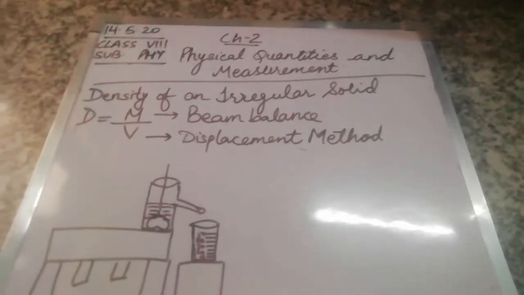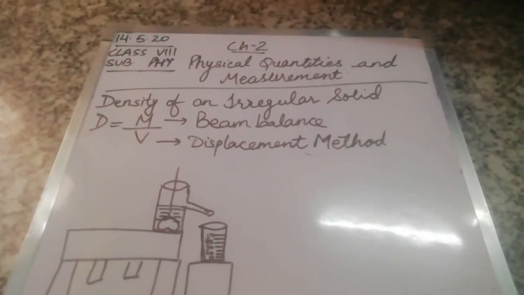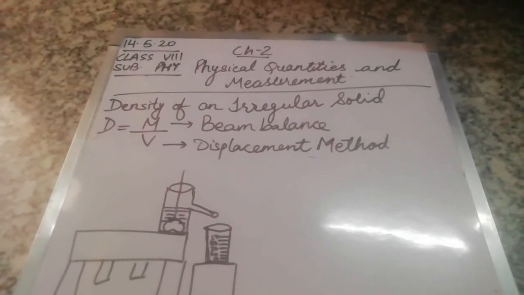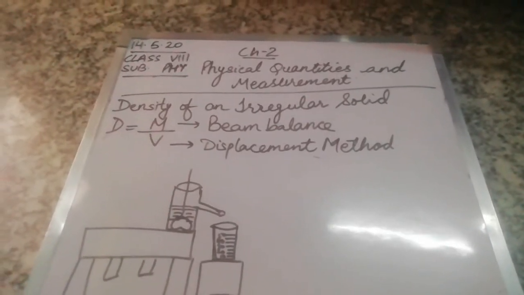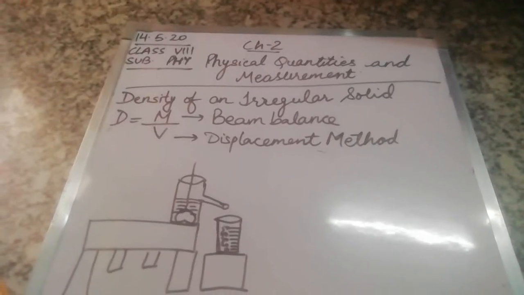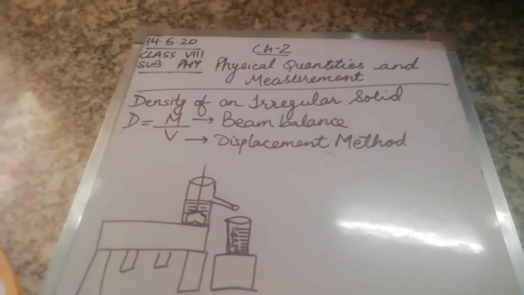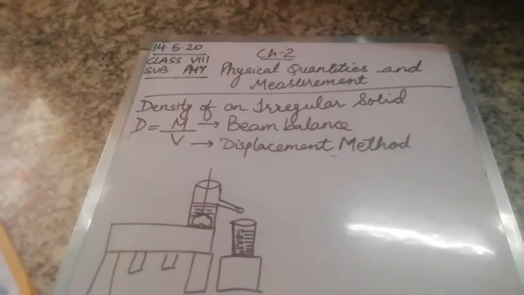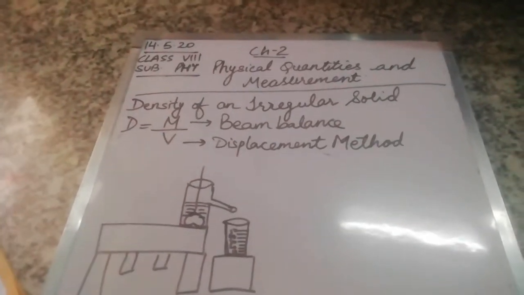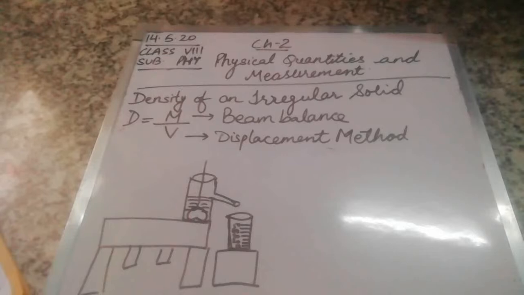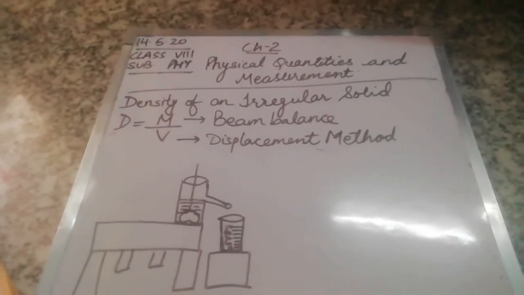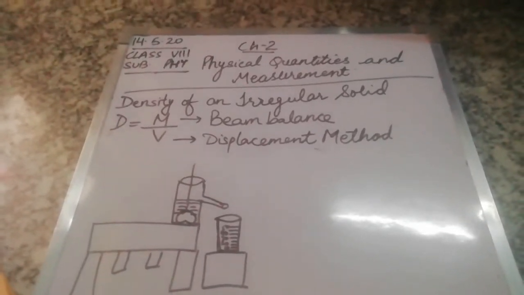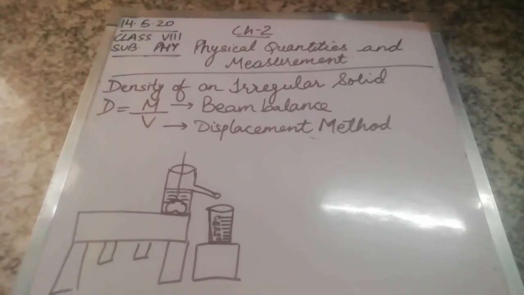What is density? Density is the ratio of mass to volume of a given object. So what is the density? Density is defined as the ratio of the mass of a body to its volume. Density equals mass by volume. Now what is the SI unit of density? The SI unit of density is kilogram per meter cube.